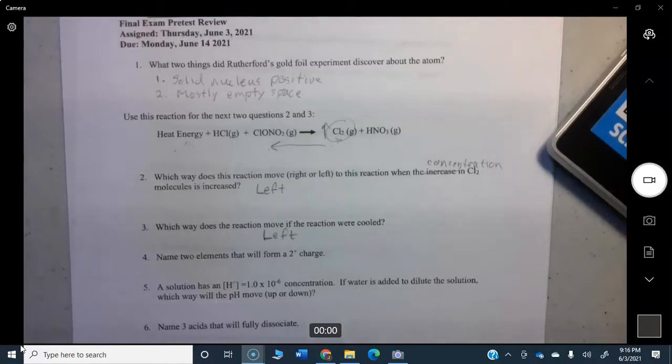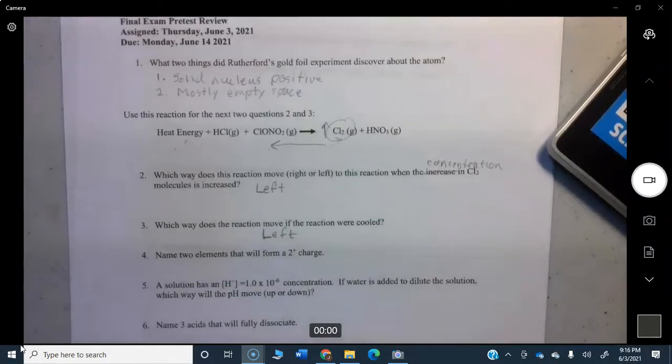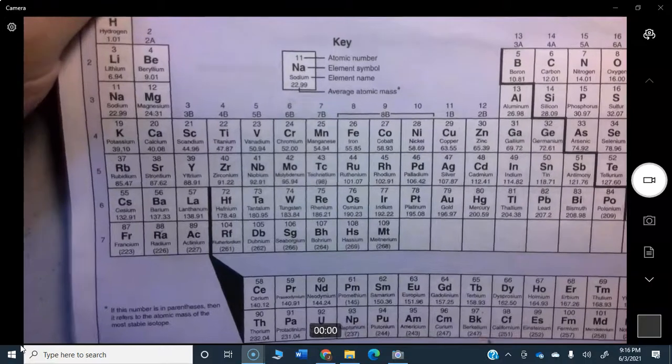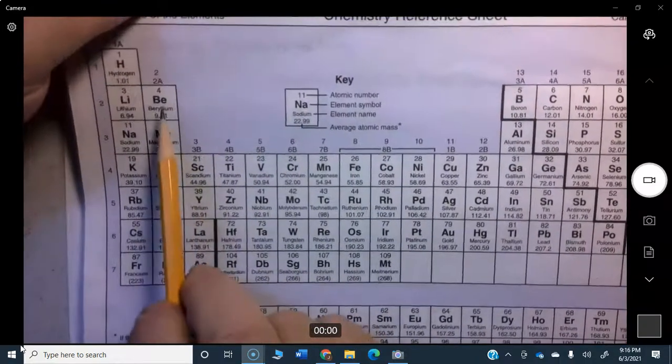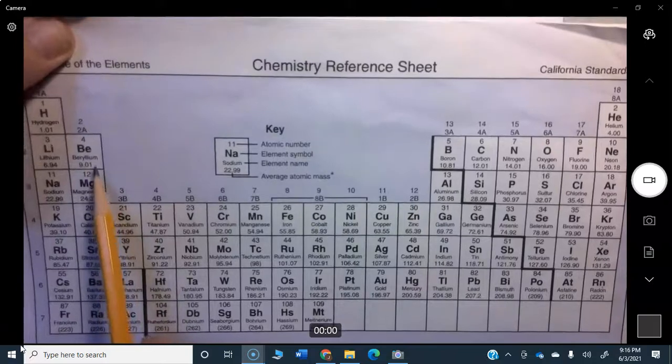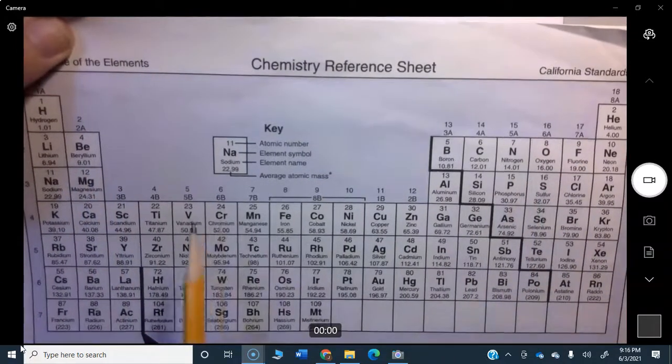Okay, name two elements that form a 2+ charge. So for this test, you really just need a periodic table, but you're allowed to use any of your notes, and some of the other reference sheets that you have might be helpful. So 2+ charge. Well, let's assume you don't. There's some of the transition metals that have 2+ charges, but you know that everything in the second column has a 2+ charge because it wants to lose 2 electrons to be like the nearest noble gas.